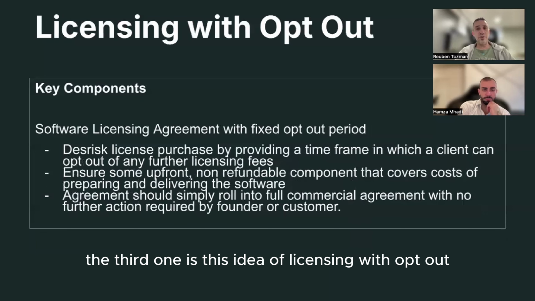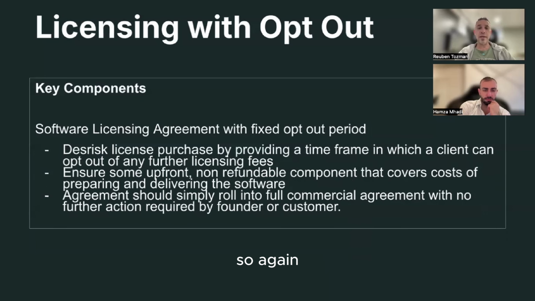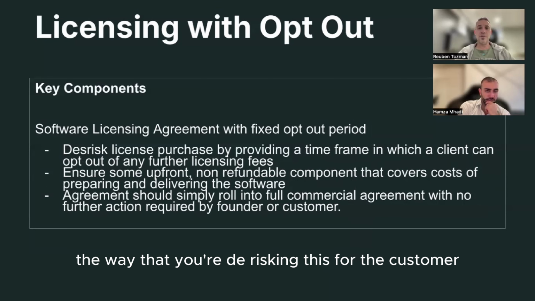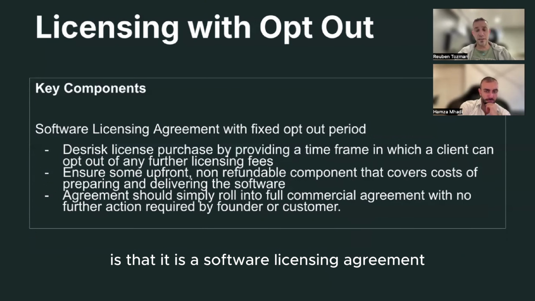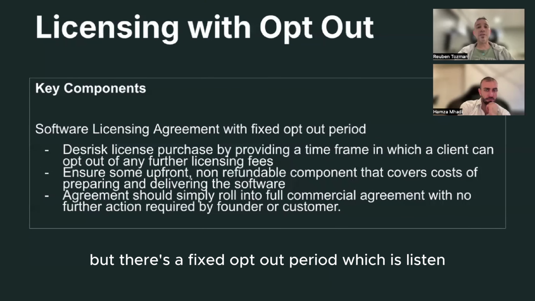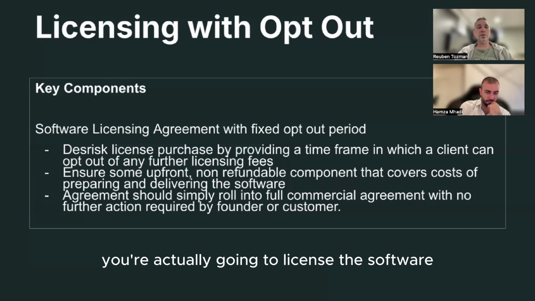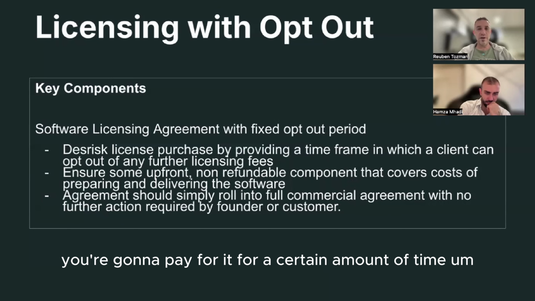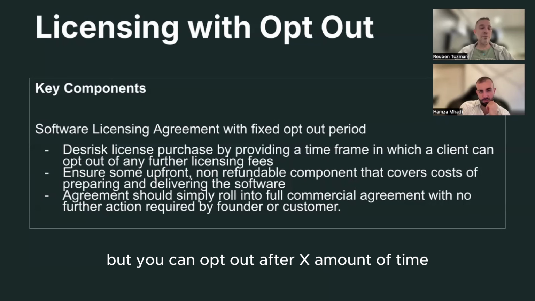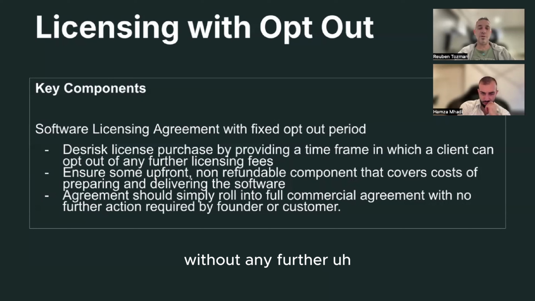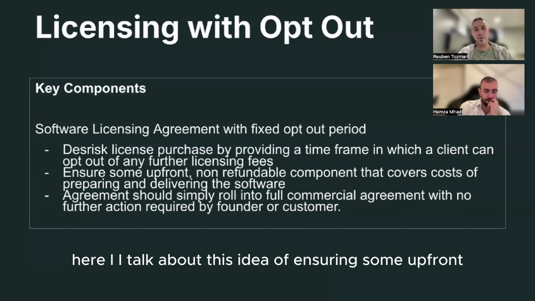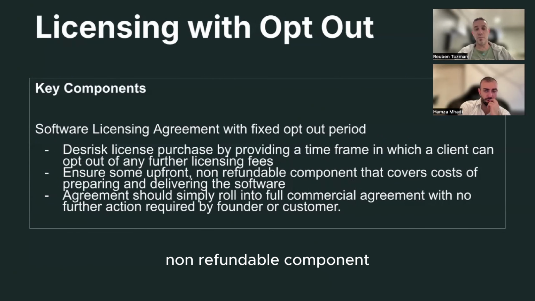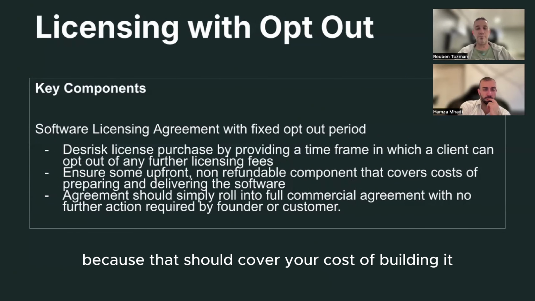The third one is licensing with opt-out. Again, the way you're de-risking this for the customer is that it is a software licensing agreement, but there's a fixed opt-out period. You're actually going to license the software and pay for it for a certain amount of time, but you can opt out after X amount of time without any further commitments to us. And here I talk about ensuring some upfront non-refundable component, because that should cover your cost of building it for the customer.